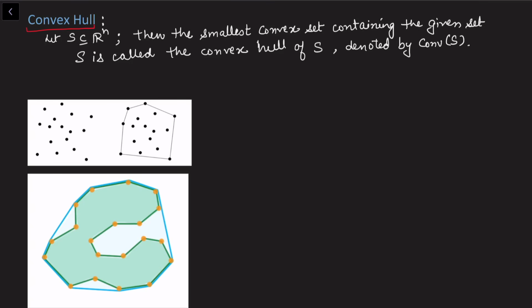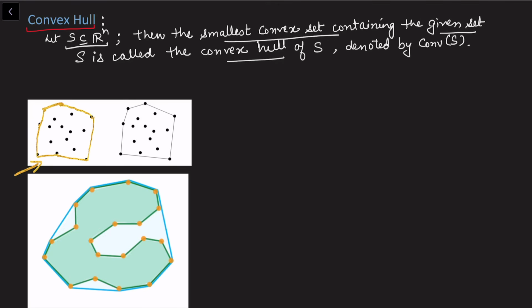Next we define the convex hull. Consider a set S belonging to R^n, so it is a subset, and then the smallest convex set that contains this given set is called the convex hull. So for example, we consider these random points. Now if we join these end points this way, this is what we call the convex hull.